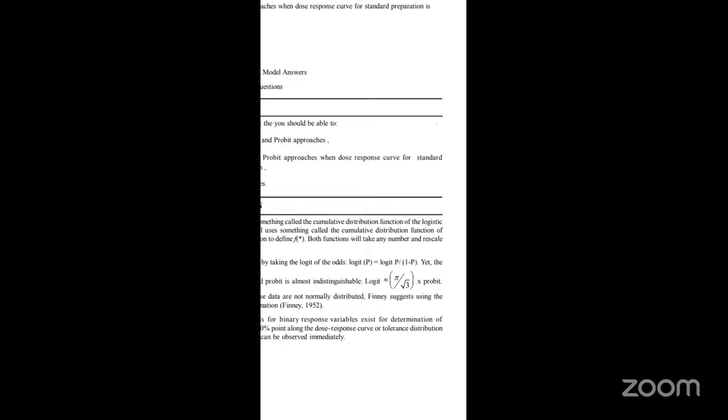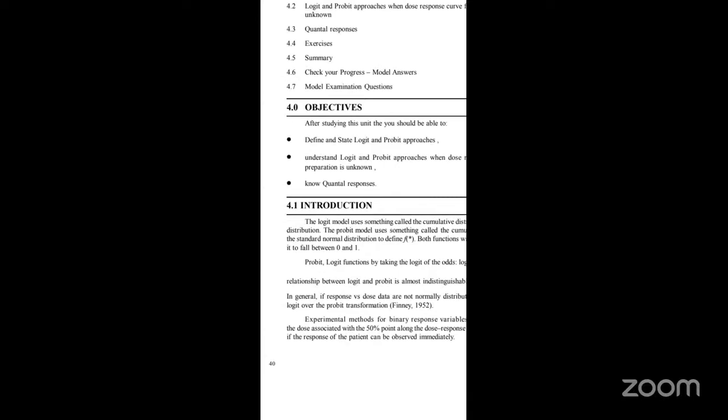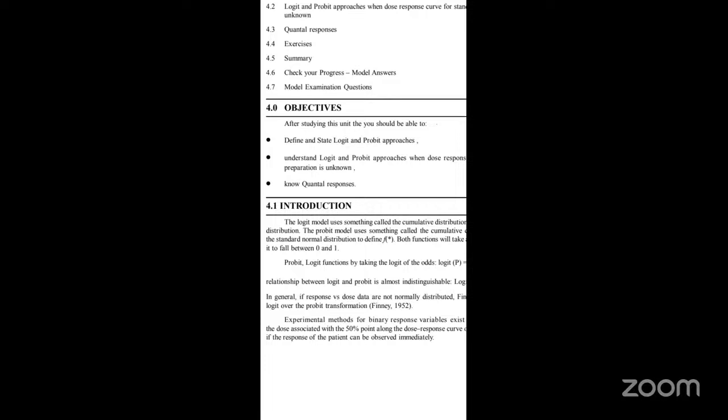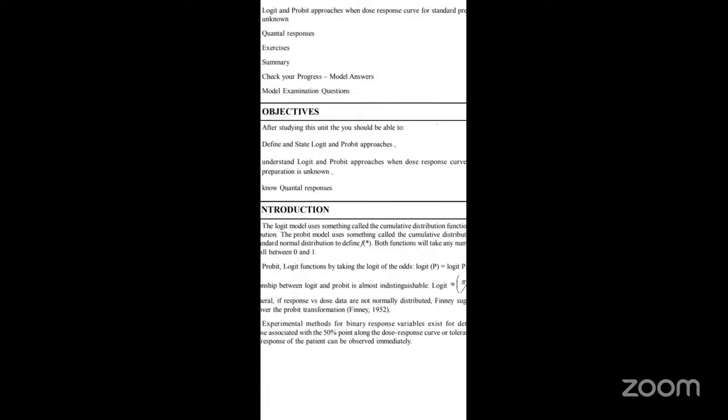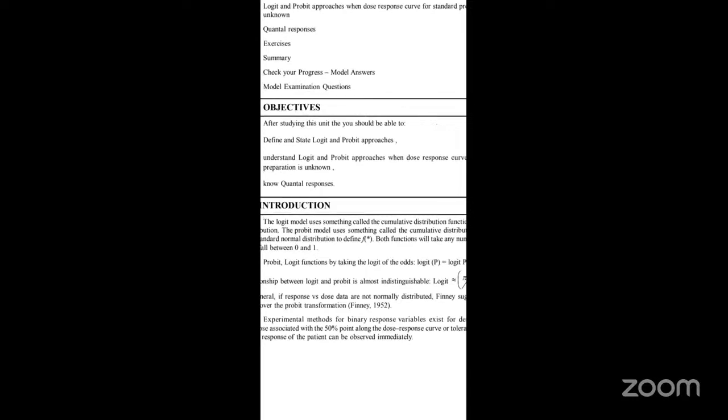The logit function is defined by taking the log of the odds: logit p equal to log of p by 1 minus p. The relationship between logit and probit is almost indistinguishable. Logit is approximately pi by root 3 times probit. In general, if response versus dose data are not normally distributed, it is suggested to use the logit over the probit transformation.